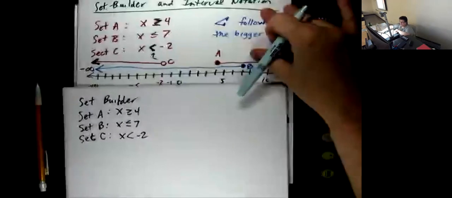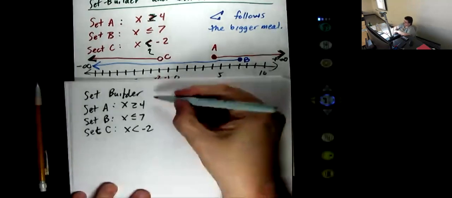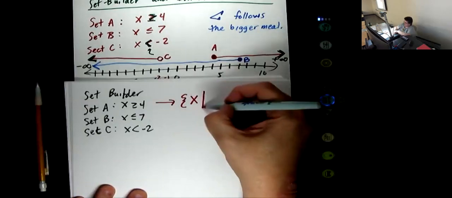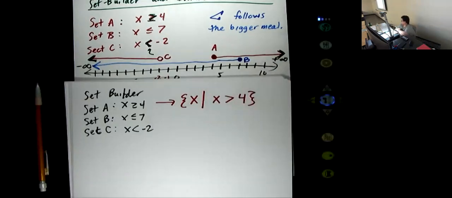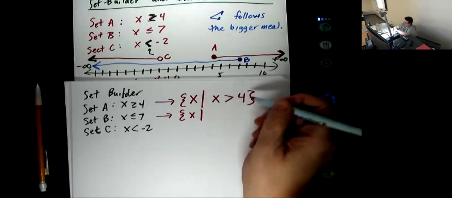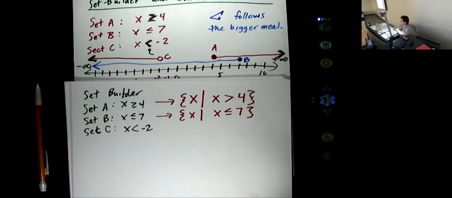I'm going to use that graph in a second for the interval notation. So set builder notation, the corresponding set builder notation, they will write set A like this. It uses curly braces, then there's a giant vertical bar, and then they will say what everybody else just shorthands to without it.